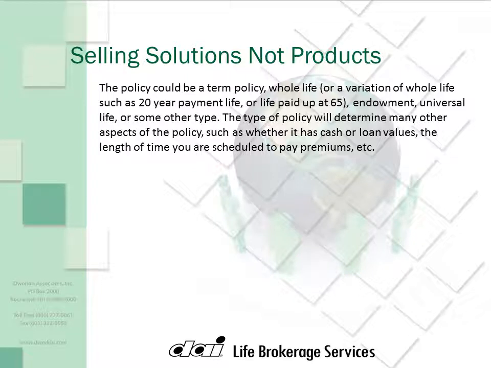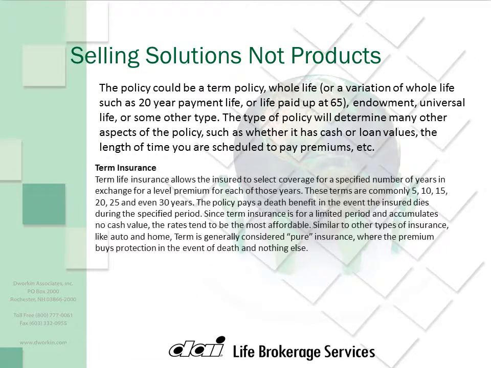Selling solutions, not products. Once we've been able to calculate the potential amount of life insurance your client will need, we can focus on the solution that will best fit their needs. The policy could be a term policy, whole life, or a variation of whole life, such as 20-year payment life, or life paid up at 65, endowment, universal life, or some other type. Discover what the clients need and then sell them the solution. If ever there were a piece of frequently repeated advice, that phrase would qualify. A brief explanation of temporary and permanent insurance will display. If you would like to read more, press the pause button now.